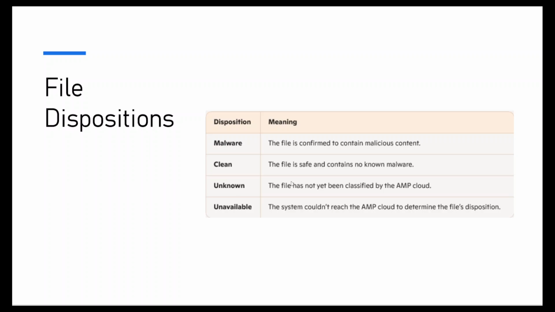Unknown, the file has not yet been classified by the AMP cloud. So the request was sent to AMP cloud to get the file disposition, but there has been no disposition yet by AMP cloud. Unavailable means the system could not connect to AMP cloud, or somehow there was a problem connecting to AMP cloud to determine the file's disposition. Okay.